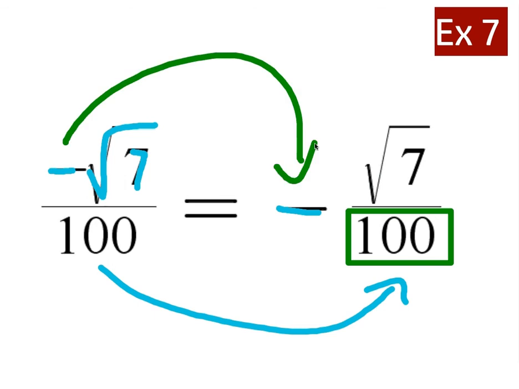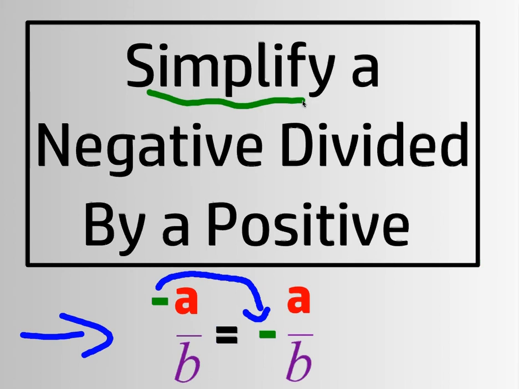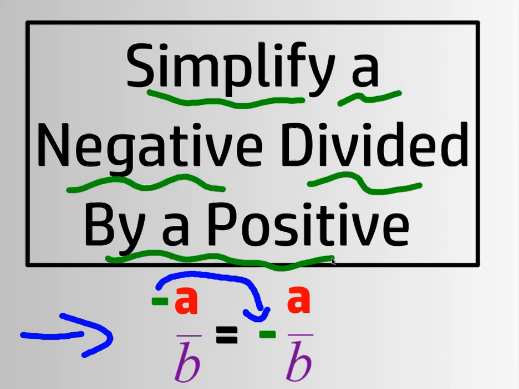And that's all that there is to this lesson. So again, the name of this lesson is simplifying when you take a negative and divide by a positive. All you do is you move the negative out front like we're doing down here. Negative a over b is equal to moving the negative a out first and then the a over b.